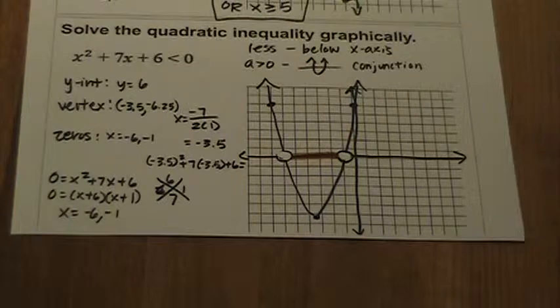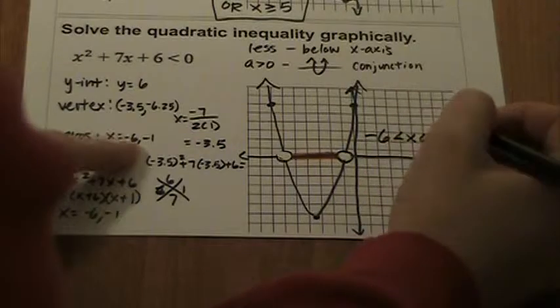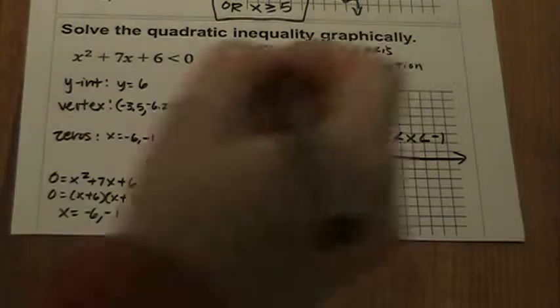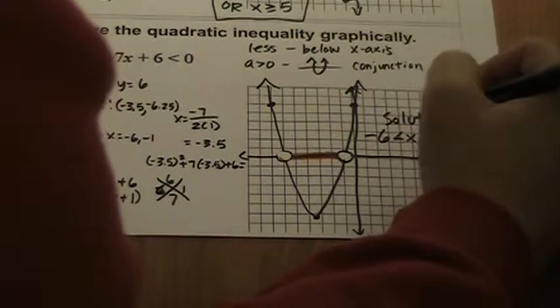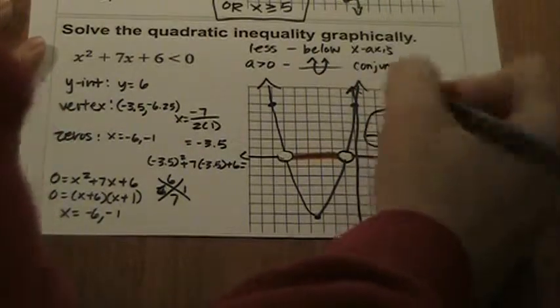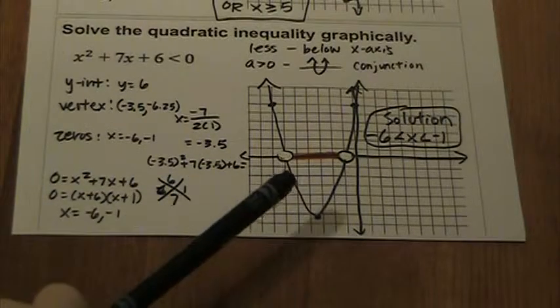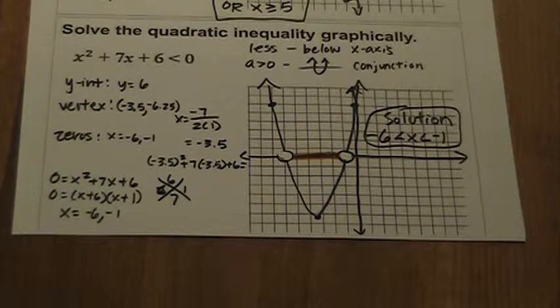This last part of my answer is to write this as an inequality. So I start with my lower intercept, my -6, because it's a conjunction. So I'm going to write it as one long inequality. I write -6 is less than x, which is less than my larger x-intercept, which is -1. And I'm not using equal to's because I didn't have an equal to in my original inequality. So that would be my solution written out as an inequality, and this would be my solution graphically. And so that's how you would solve a quadratic inequality graphically.